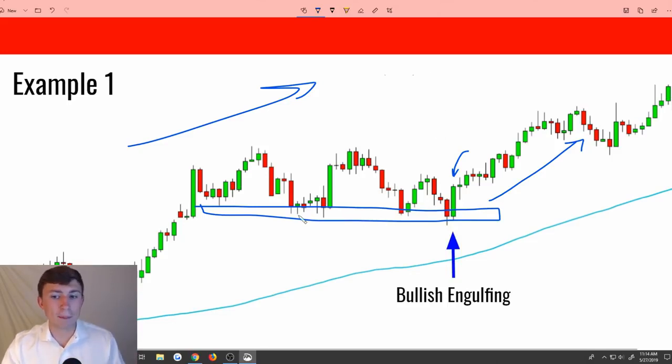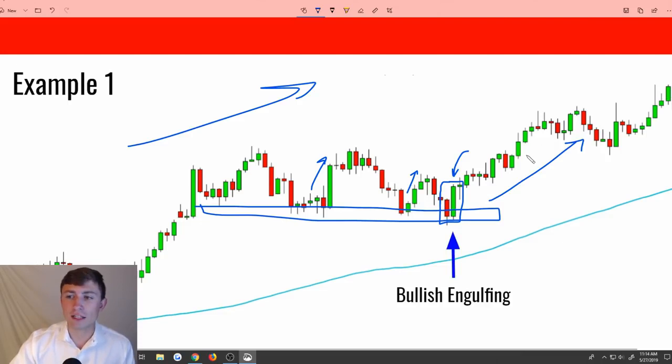zone here at the bottom, where we saw buyers continuously pushing price up, and we had a nice bullish engulfing candlestick pattern right here that gave us confirmation that price was likely ready to go higher. And as you can see, we did rally, continued from that point and made a nice trade there.